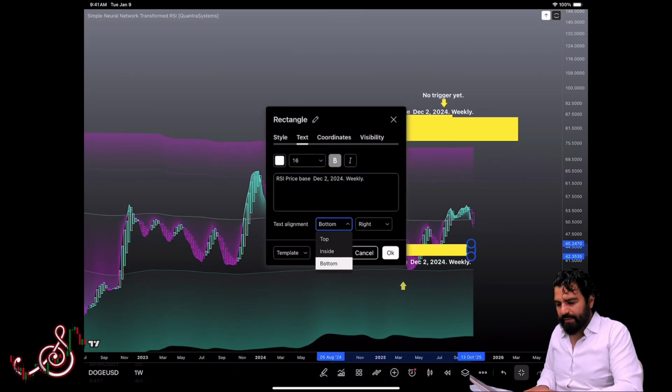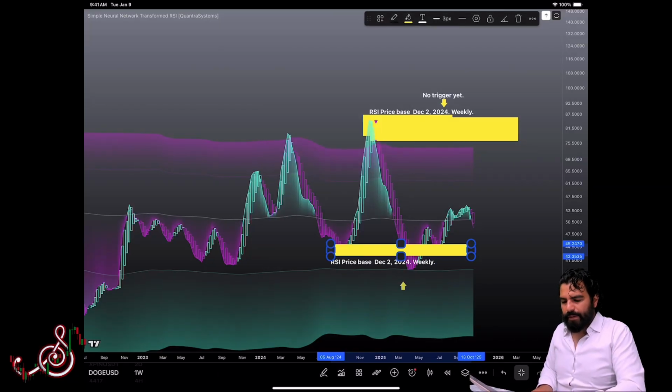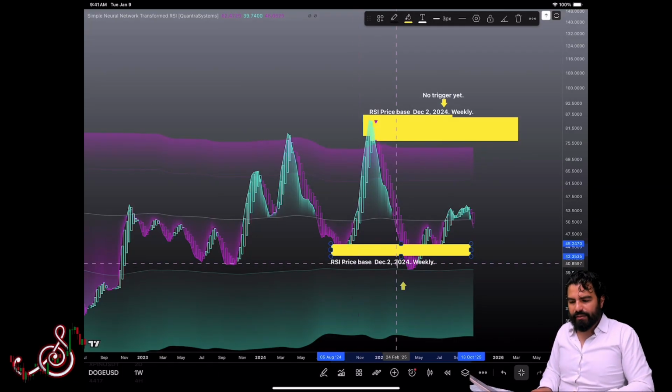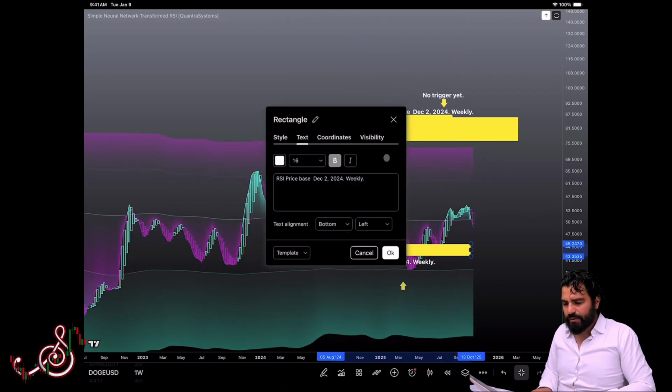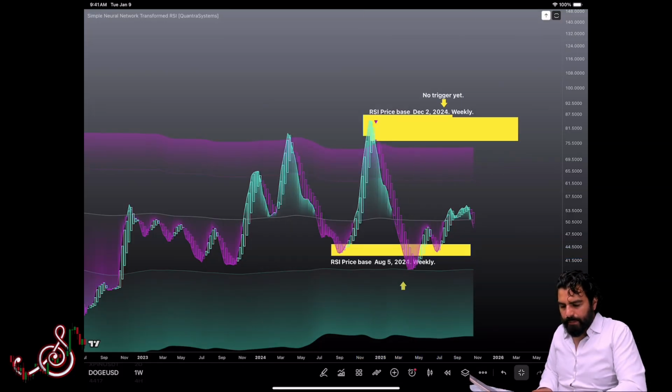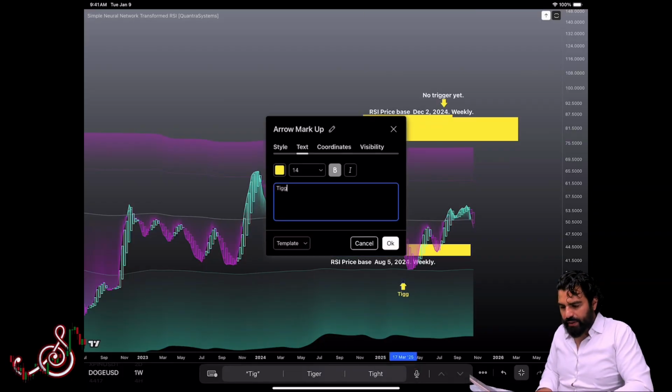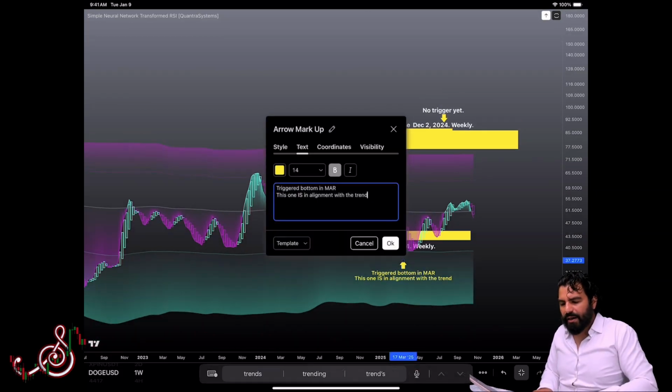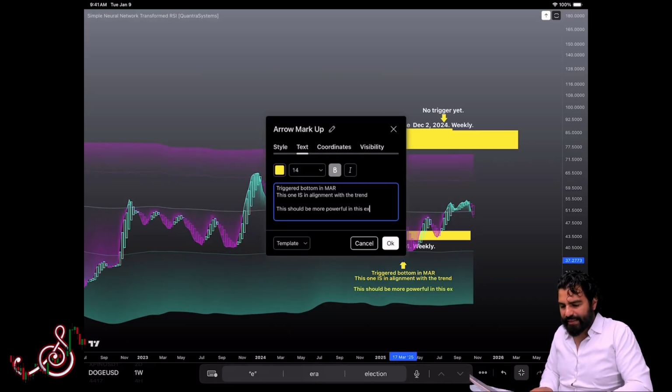I'm going to put this on the bottom left. RSI price base, weekly chart. We triggered, and this one's origin is August 5th. We triggered in March. Triggered bottom in March. This one is in alignment with the trend, so this should be more powerful in this example.